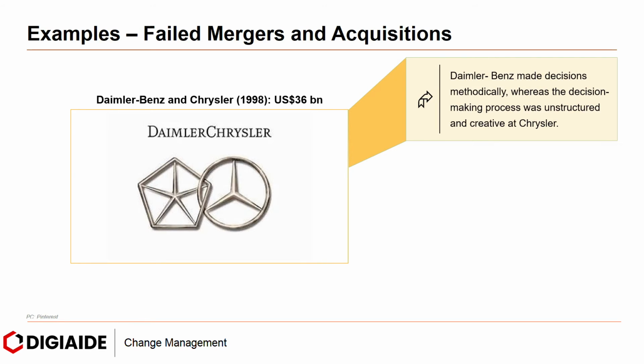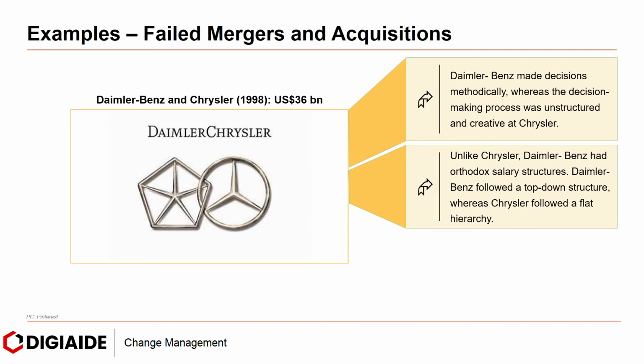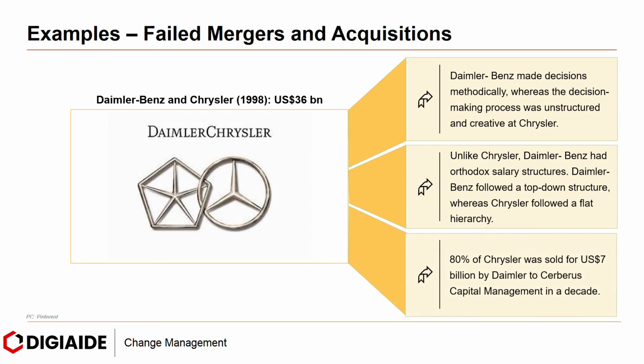Next, Daimler-Benz and Chrysler. According to a few segments, these two cultures vary too much to integrate. Daimler-Benz made decisions methodologically, whereas the decision-making process was unstructured and creative at Chrysler. Unlike Chrysler, Daimler-Benz had orthodox salary structures. Daimler-Benz followed a top-down structure, whereas Chrysler followed a flat hierarchy. Finally, 80% of Chrysler was sold for $7 billion by Daimler to Cerberus Capital Management in a decade.